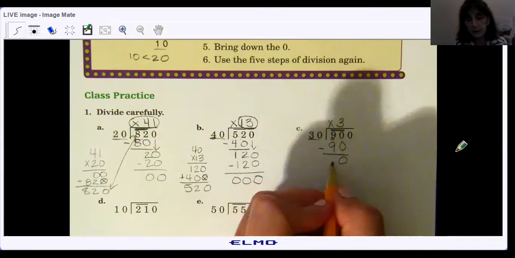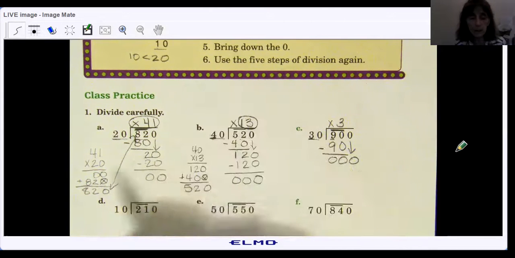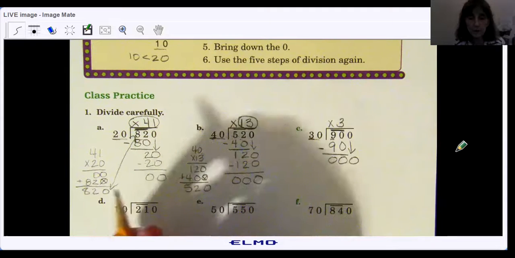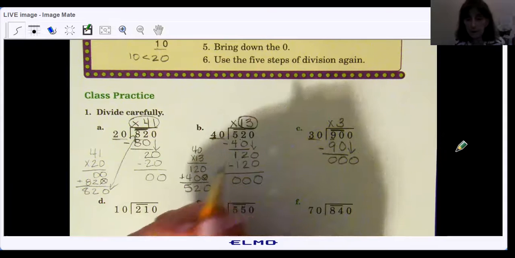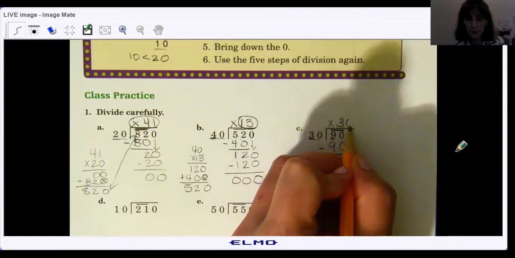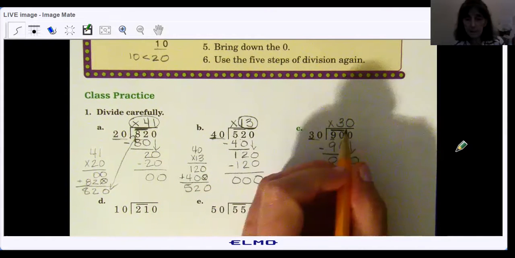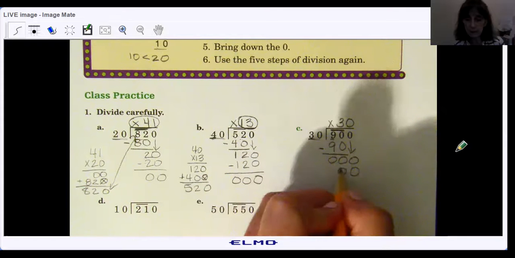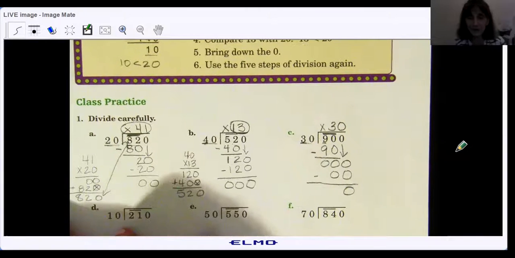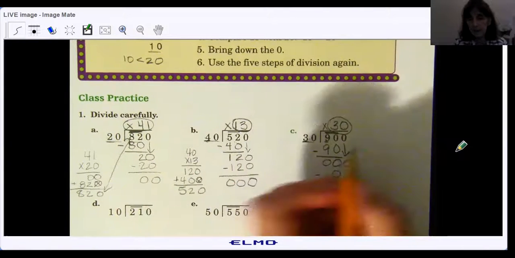30 won't go into 0, but you have help. Bring it down. When you bring down, you have to divide again, all your steps from 1 to 5. So 30 into 0 is 0. There's no 30s in 0. 0 is your answer. So put your 0 up there in your quotient. And 0 times 0 is 0. And 0 times 3 is 0. And that's your answer, 30. And if you wanted to check, let's check on the right-hand side this time, because it has more room.